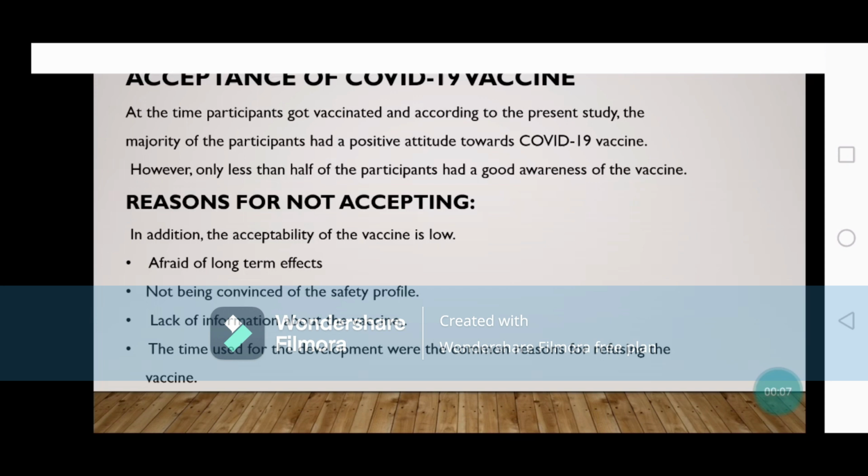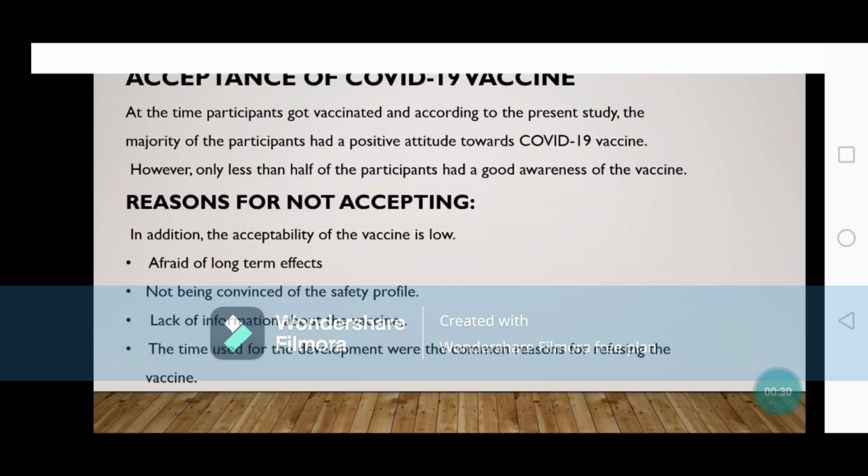Whenever there is something new, people take time to accept it. They start spreading myths and facts and start believing the myths, so they take time to accept it. Let's get into the details. At the time participants got vaccinated, according to the present study, the majority of participants had a positive attitude towards the COVID-19 vaccine. But there were less than half of people who had no awareness of the vaccine.